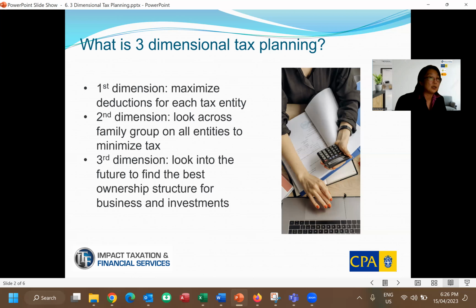We normally do this before June 30. So first dimension, second dimension, with all the tax planning strategies, we need to implement before June 30 every year, so before the tax year ends.